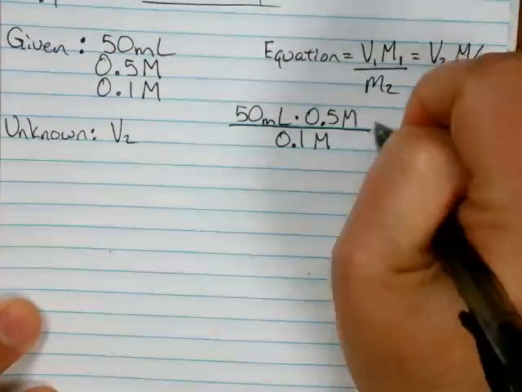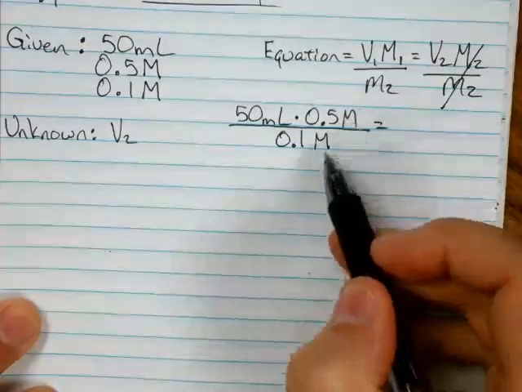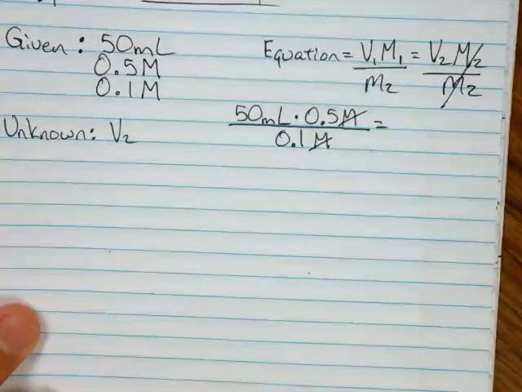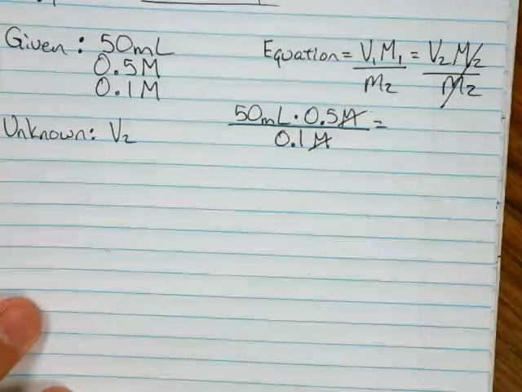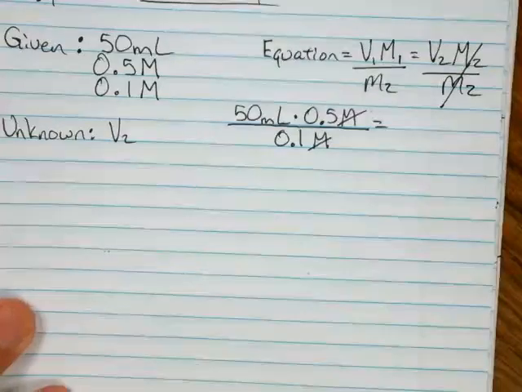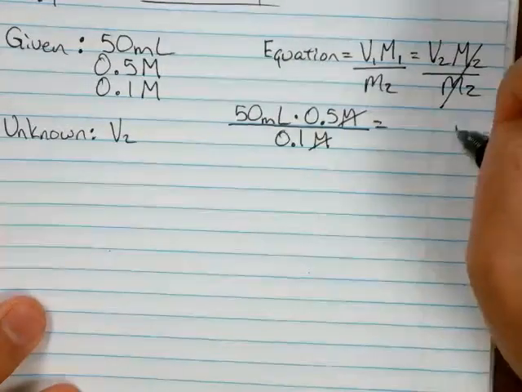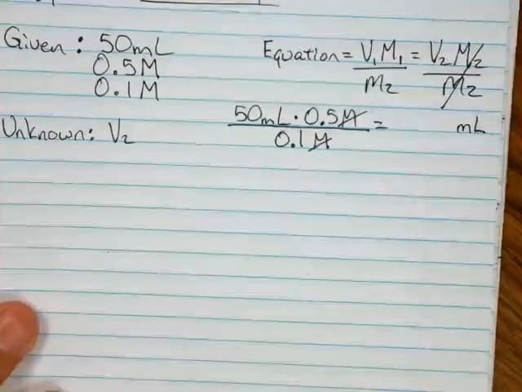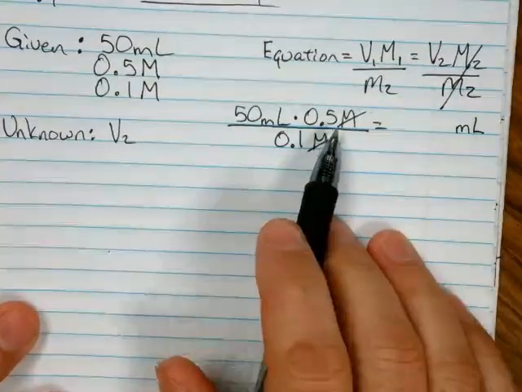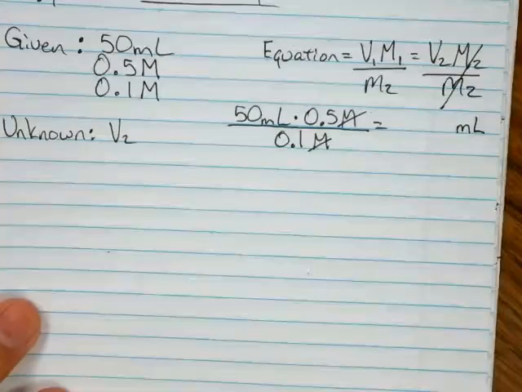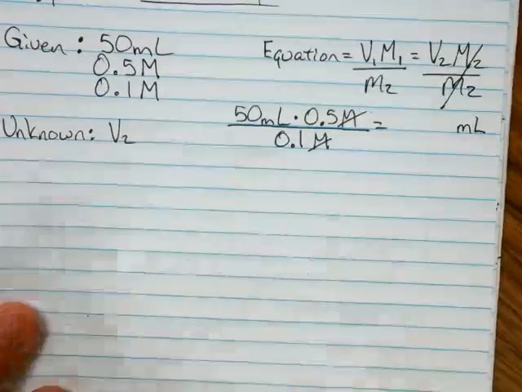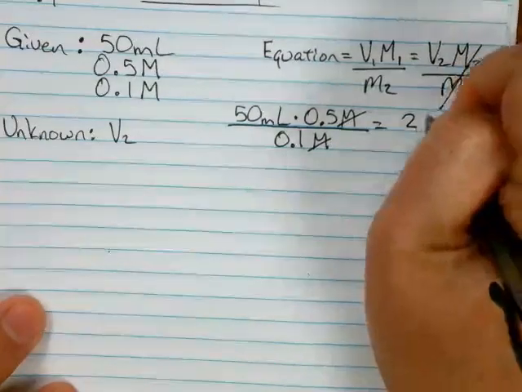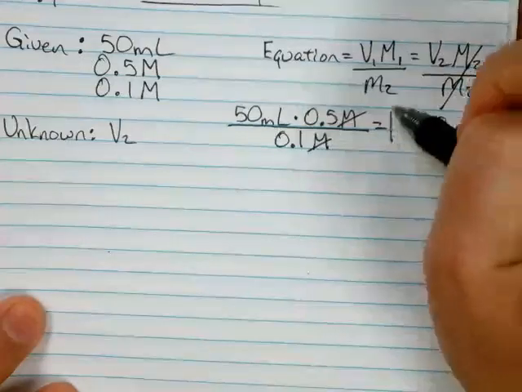Now look at our units. See, we have moles over moles. Let's cancel them out. So what unit is left over here? Milliliters. So we know that when we're finished, it's going to be milliliters. We just need to plug it in. 50 times 0.5 divided by 0.1. That gives you 250 milliliters.